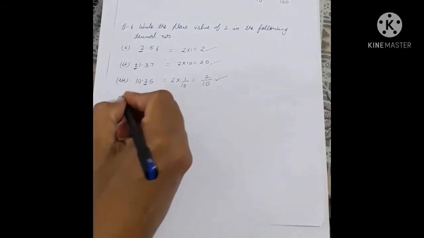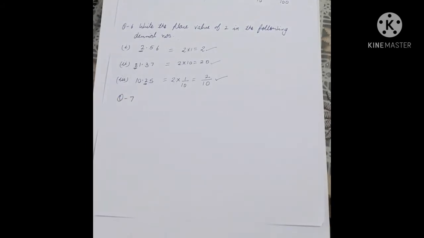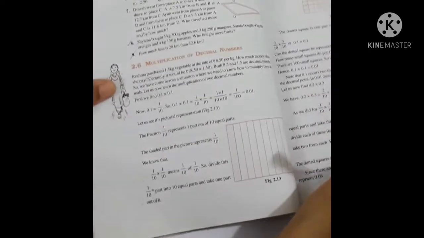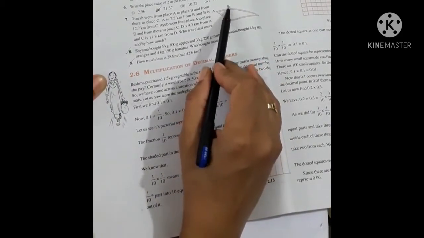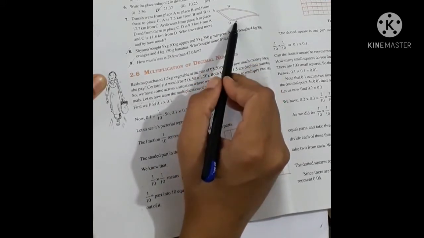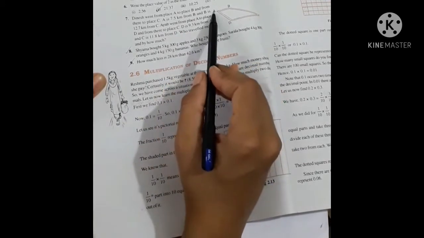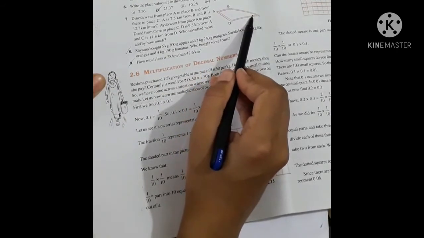Now moving to question number 7. Dinesh went from place A to place B and from there to place C. See, a figure is drawn here from A to B, then to C and then to D. Dinesh went this way. Then the distance is given. A is 7.5 kilometers from B. B is 12.7 kilometers from C.